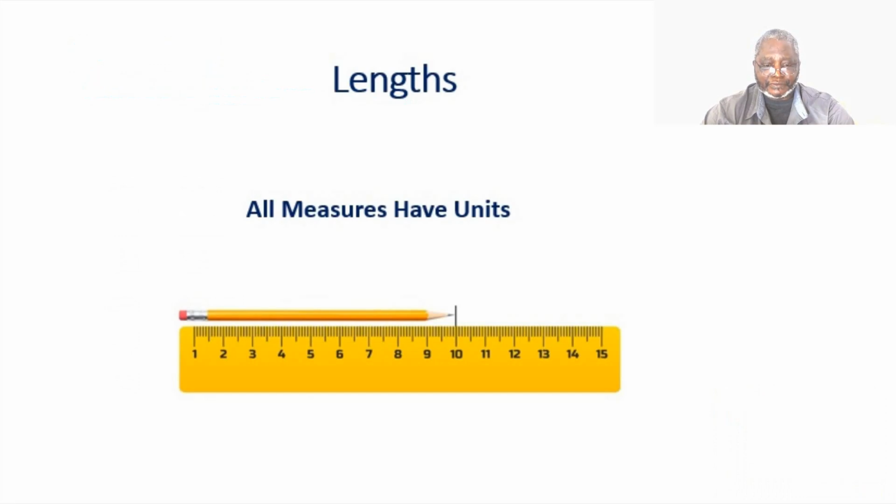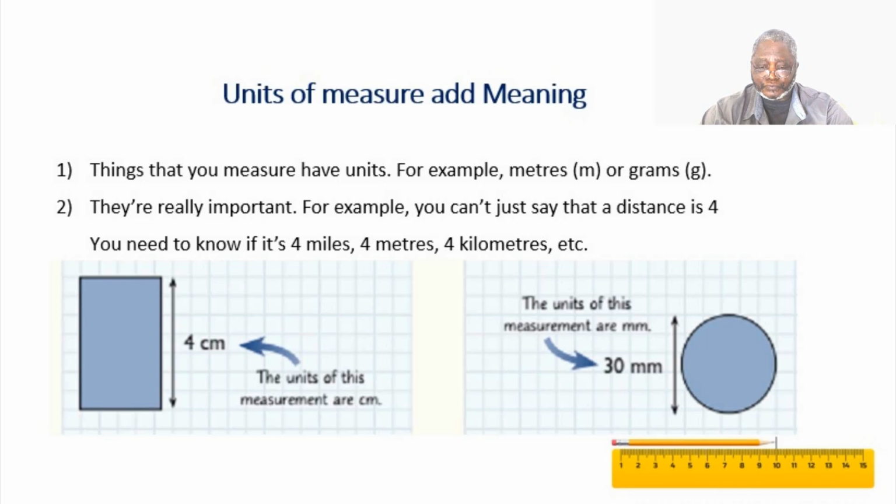We now look at lengths. All measures have units because you have to measure length. Things that you measure have units, for example, meters or grams. They're really important. For example, you can't just say a distance of 4 or a distance of 10. 10 what? 4 what? So you have to add a unit of measure after the number, like 4 miles or 4 meters, 4 kilometers, 10 feet, and so on.